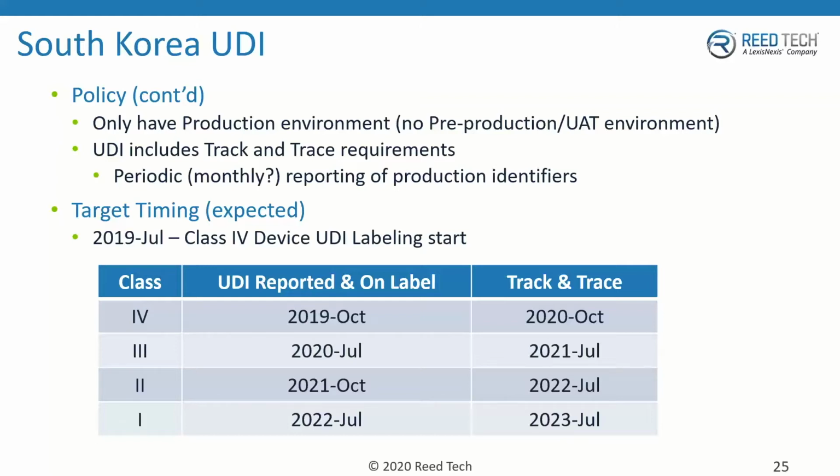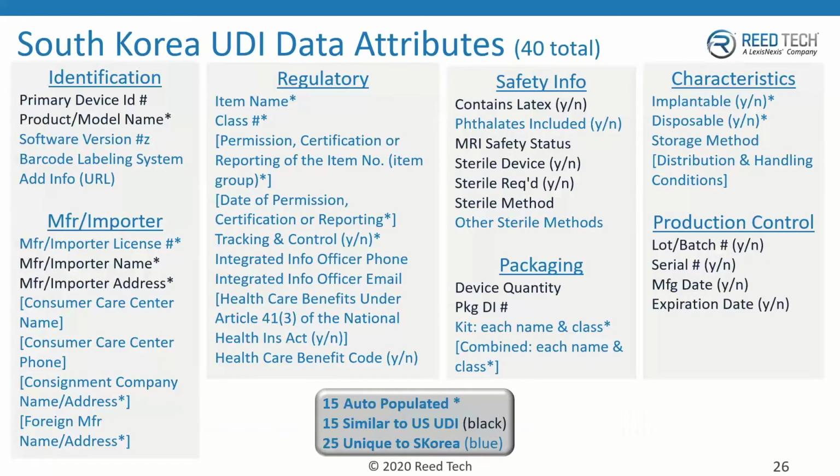Hopefully they will have, again, full support for the machine-to-machine at some point in the near future, and that would be able to accommodate some of these higher volume devices in the class 2 area and class 1 area. We'll leave this for homework, 40 total attributes. And again, some are very similar to the FDA, but in this case, most of them are not. They're unique to South Korea. So you can take a look at that.